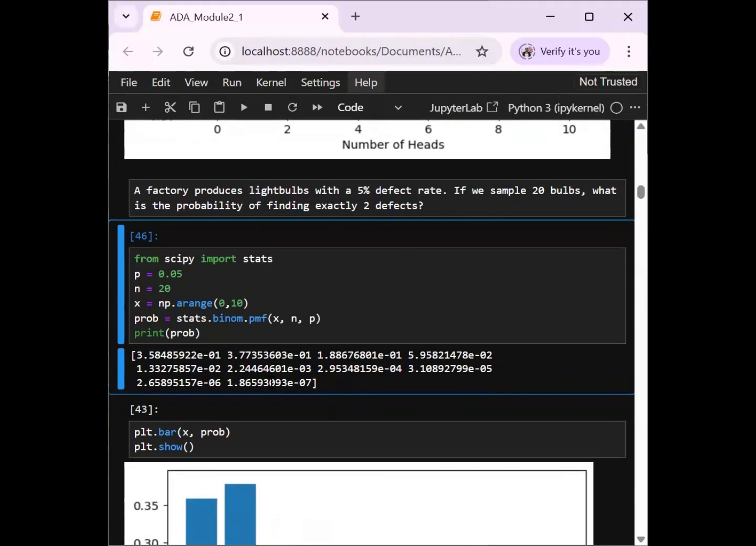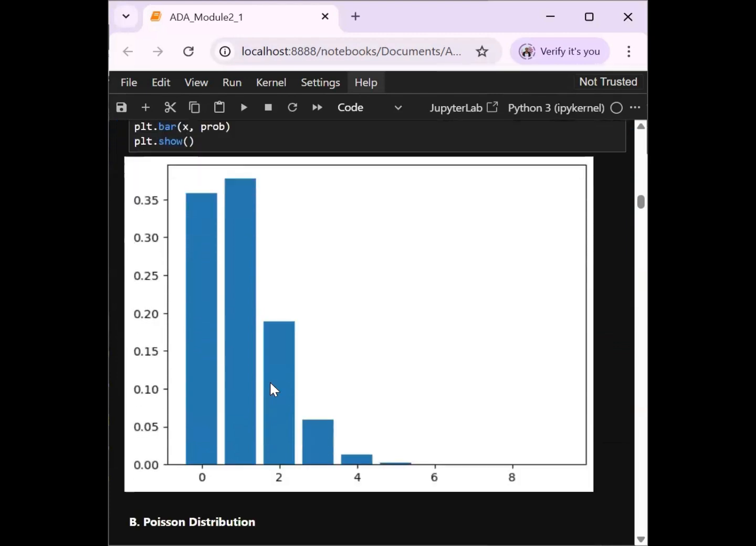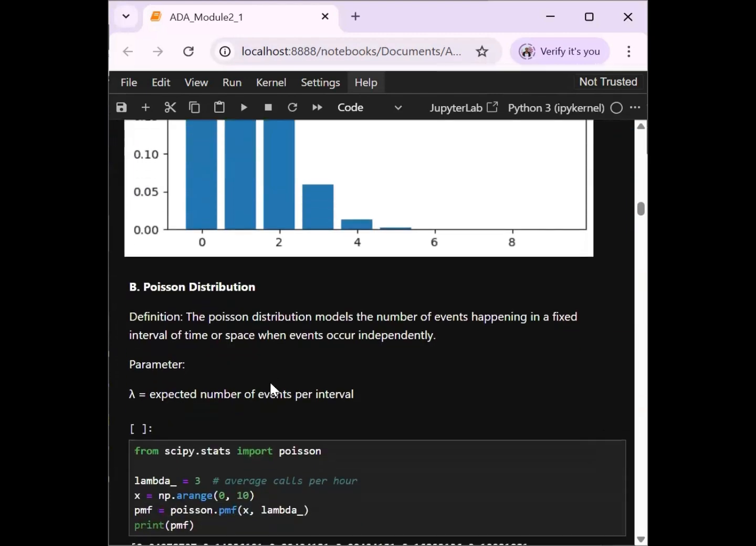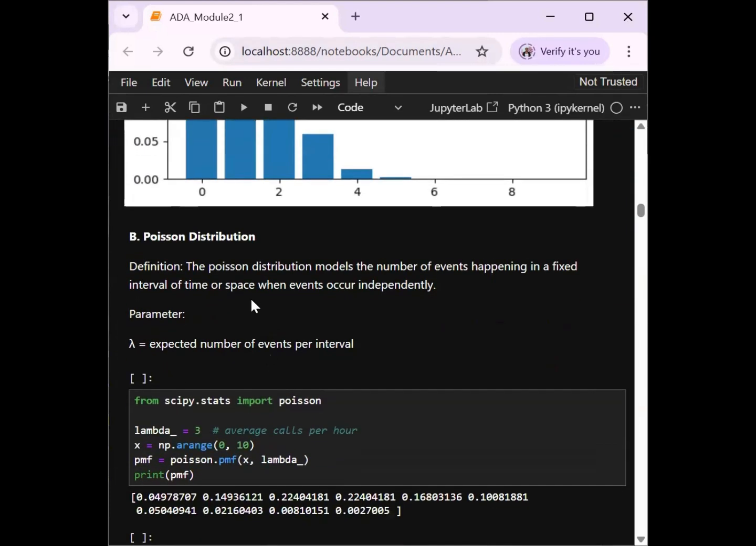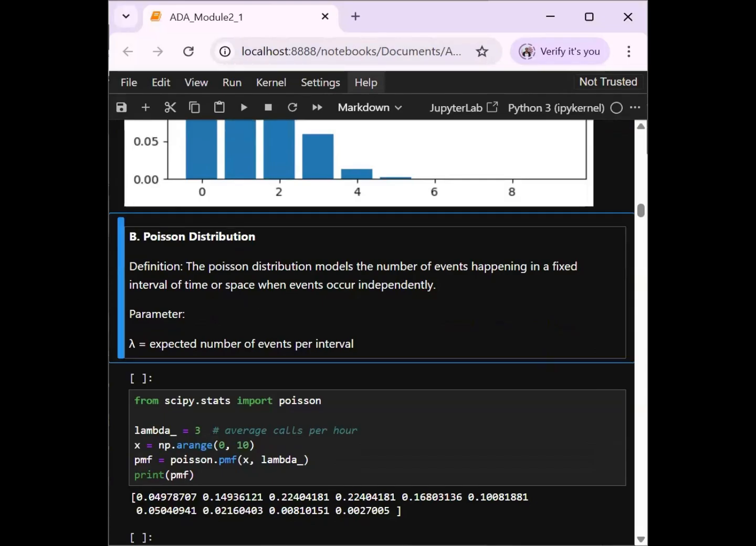So I believe this throws some light on how we can actually use some of these distributions to get results. You could simulate this many times and then see how it behaves. Now, we'll go to the Poisson distribution.